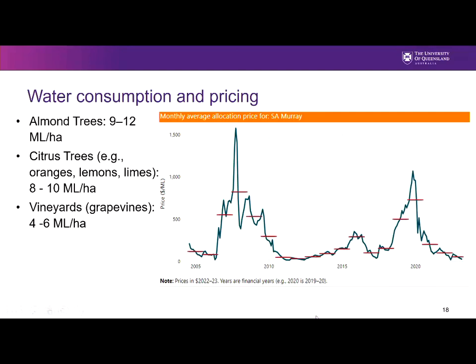Now, it comes to the usage. Almond trees are always the ones that use the most water. So 9 to 12 megaliters per year, per hectare. Citrus is 8 to 10 megaliters per hectare per year. Vineyards are 4 to 6 megaliters per year. And this is basically the overall consumption per year.